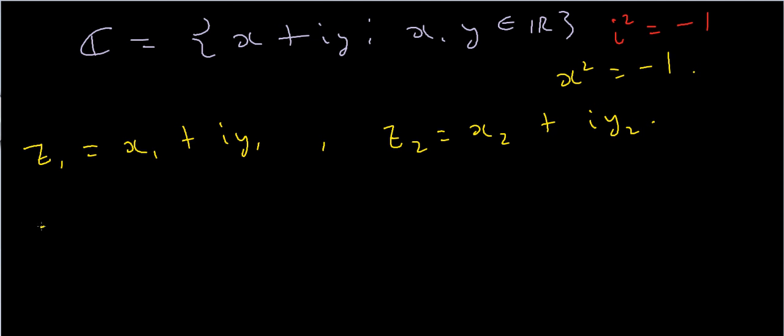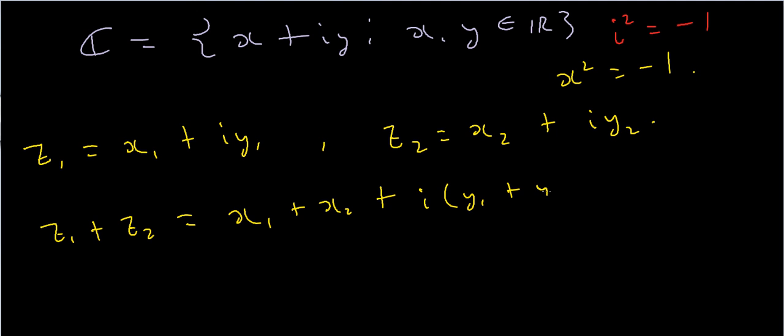Then what do I mean by z1 plus z2? How do I define addition on the complex numbers? Well, here's how we do it. First we add up the real parts. So the addition of the real parts is just x1 plus x2, and then we add the imaginary parts. So the imaginary parts are y1 and y2, so we get plus i times y1 plus y2. So that's how we add complex numbers together. So we add up the real parts, x1 and x2, and then we add up the imaginary parts and multiply everything by i. So that's how we add complex numbers.